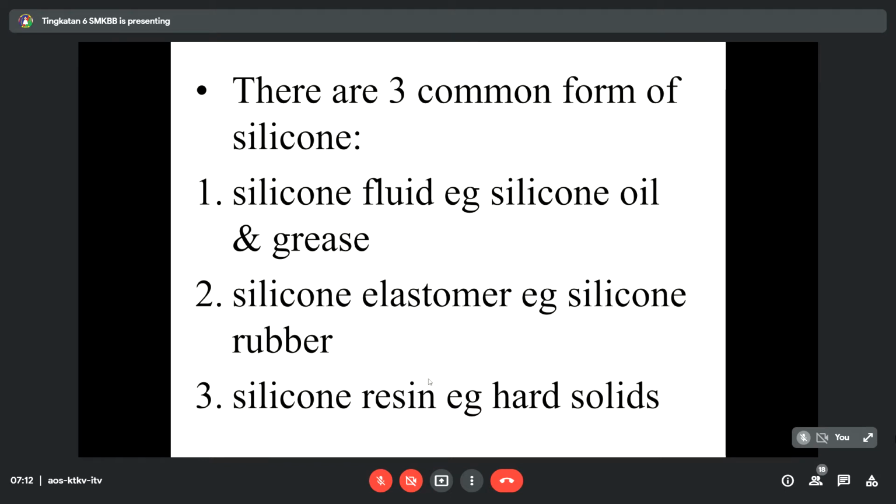It can be the hard type silicon, the hard solid silicon resin. Or it can be solid form, but a bit soft, like the rubber type. And of course, it can be fluid, the liquid type.